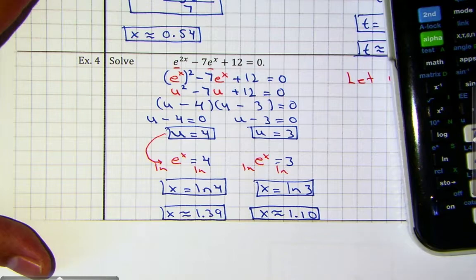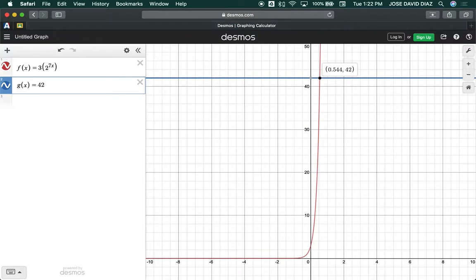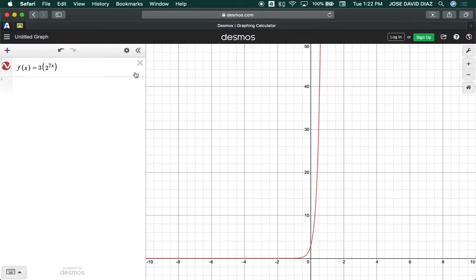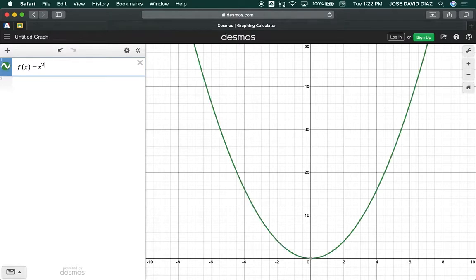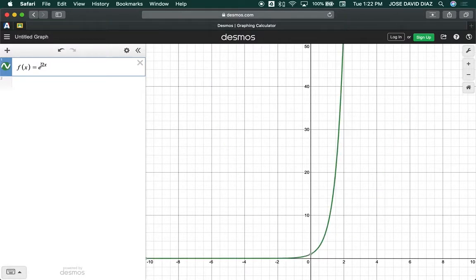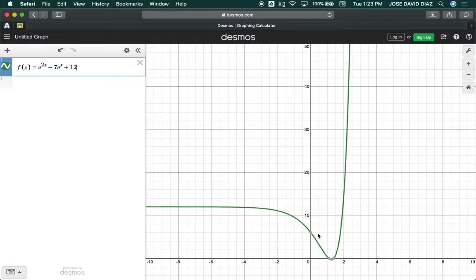For this one, I'm going to do it on Desmos. It'll be a little faster just to be able to find the graph. So I'm going to get rid of my equations. So f of x equals e to the power of 2x, and that's it, minus 7 e to the power of x plus 12. And therefore, my solution is those two, which is correct.